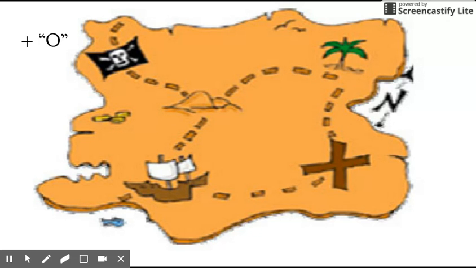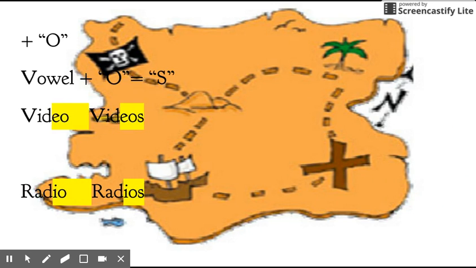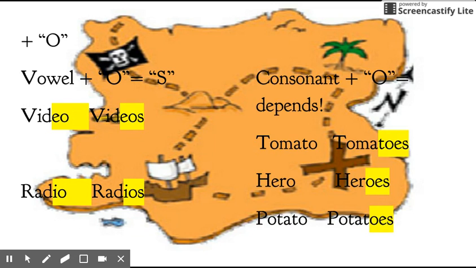And the last one is when you have a combination of a vowel and an O at the end, you just add an S. So video, videos, radio, radios. You just add that S on there. However, if you have a consonant and then an O, you need to check the dictionary because there really doesn't seem to be a pattern to that. They are the ultimate in irregular plural nouns.